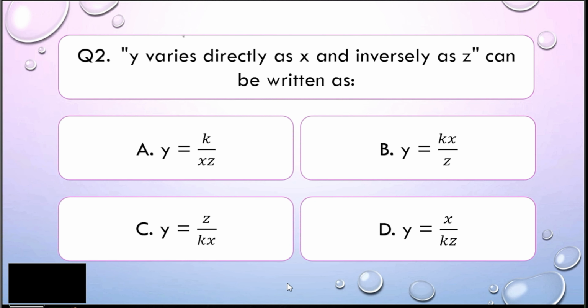Y varies directly as x and inversely as z can be written as, is it A, y is equal to k over xz; B, y is equal to kx over z; C, y is equal to z over kx; or letter D, y is equal to x over kz. I'll give you 5 seconds to think about your answer.